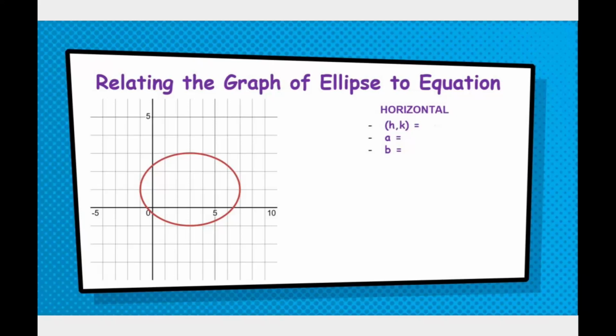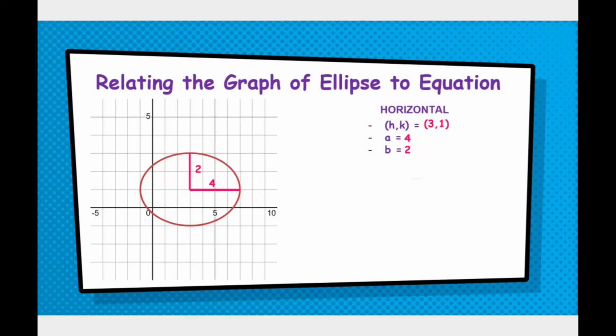But let's just look at how to relate a graph of an ellipse to an equation. So our h and k, we can look at that graph and hopefully see that our center is at (3, 1). If I know what that center is, and I know that this is horizontal, I can draw a line from the center to the edge of this ellipse and figure out what my a is, because that's the length of that. I go 1, 2, 3, 4. So my a is 4 here.